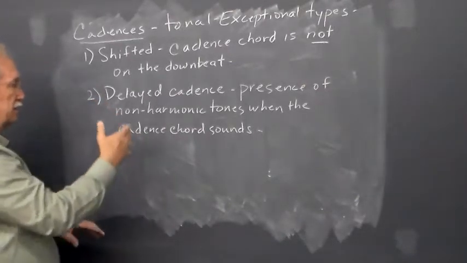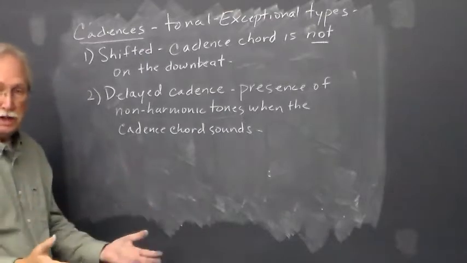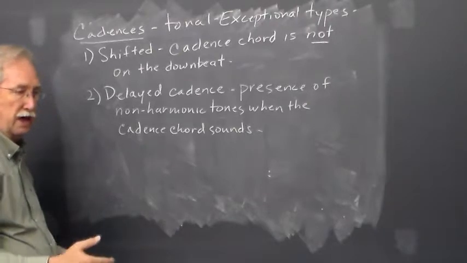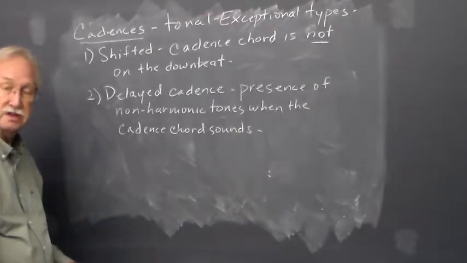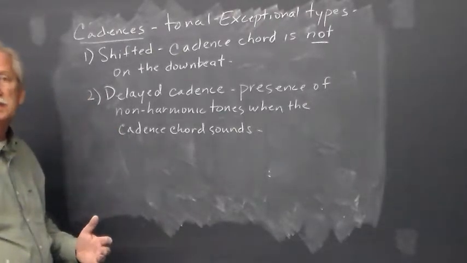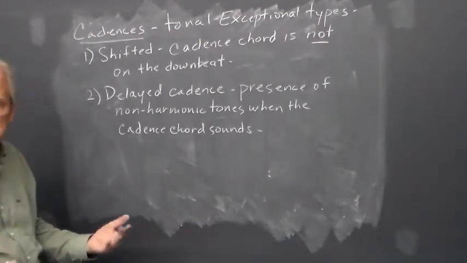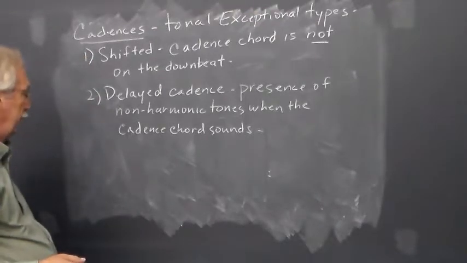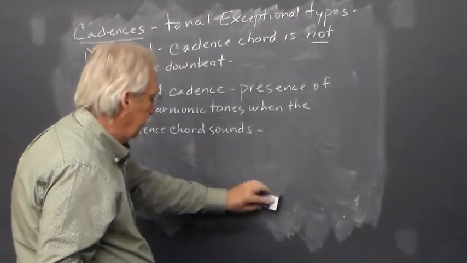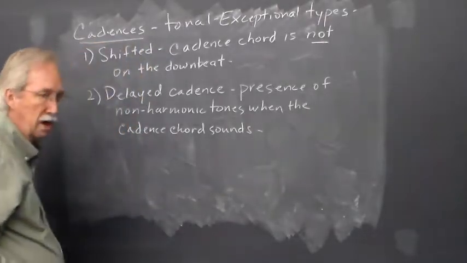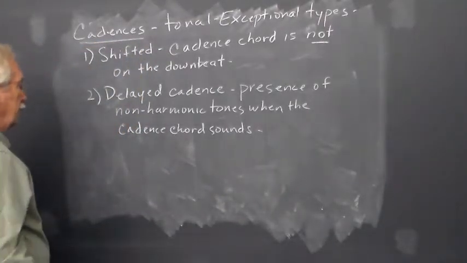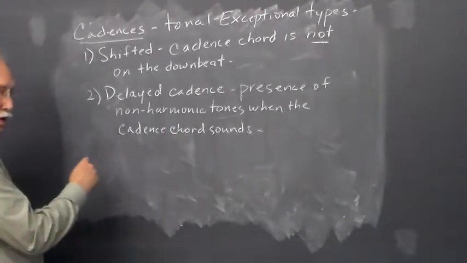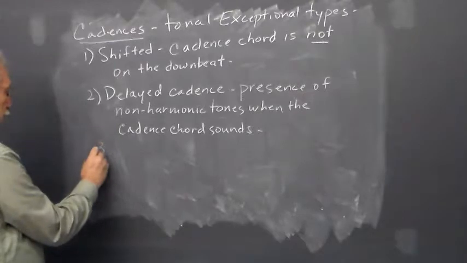So you could have a cadence that's located on the third beat of a phrase in 4/4 time, and at the point where that cadence chord sounds, it has a non-harmonic tone sounding in an upper voice that then might resolve on the fourth beat or something. But at any rate, you can have a situation where both of those would be applicable. So I want you to look at that, and then we'll talk about that in the future.